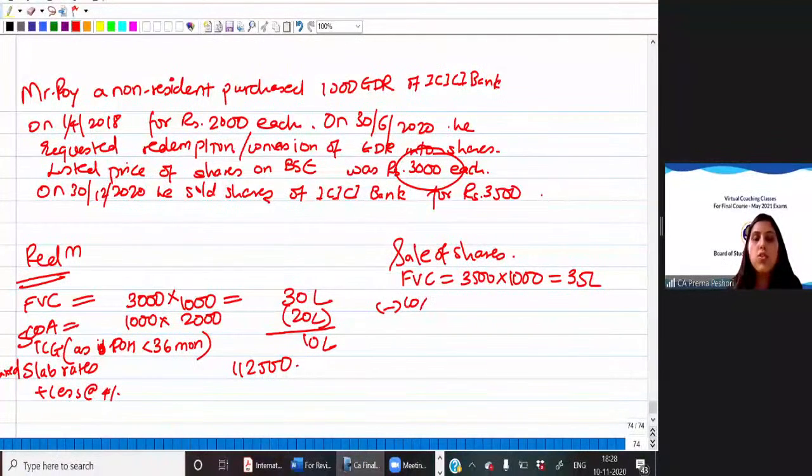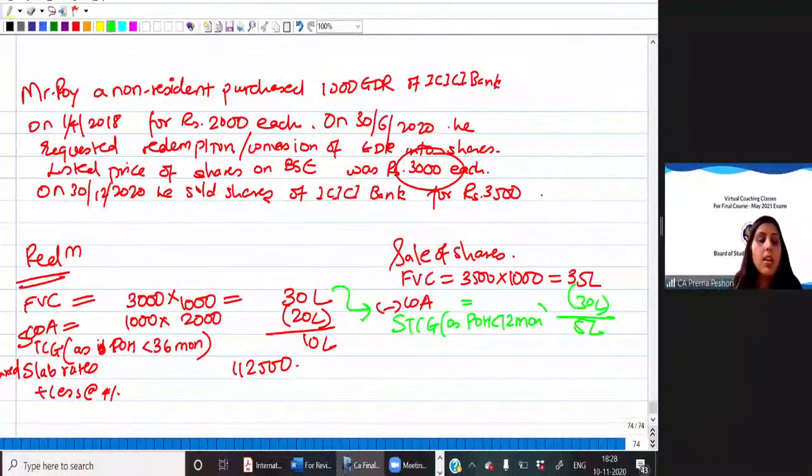Less cost of acquisition for shares would be this price, 30 lakhs, right? This is what I told you. So this will be 5 lakh. Now whether this is long term or short term, the GDR were redeemed on 30th June and the shares are sold on 30th December. So this is short term capital gain as period of holding less than 12 months. Clear? Now these were listed shares, so taxed under section 111A at the rate of 15%. This makes it 75,000 and then cess at the rate of 4%.